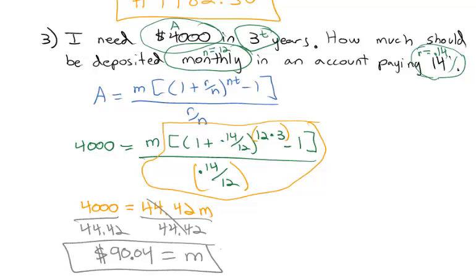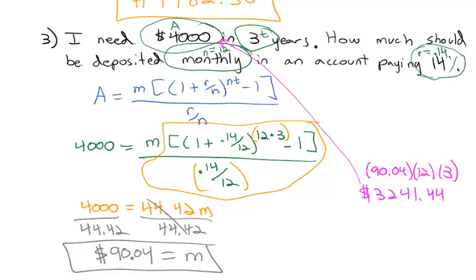$90.04 per month in this account paying 14% will give us $4,000 in 3 years. As an aside, I'm always interested in how much do I actually put in there. 90.04, 12 times a year for 3 years. And if I plug that into my calculator, we'll end up with 3,241.44. So if I put 3,241.44 in, I will have the 4,000 at the end of the 3 years because the rest is all earned in interest.